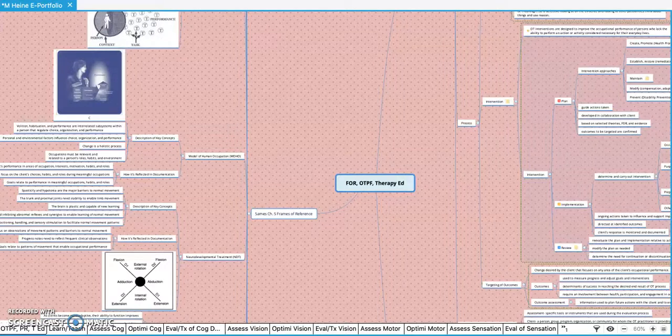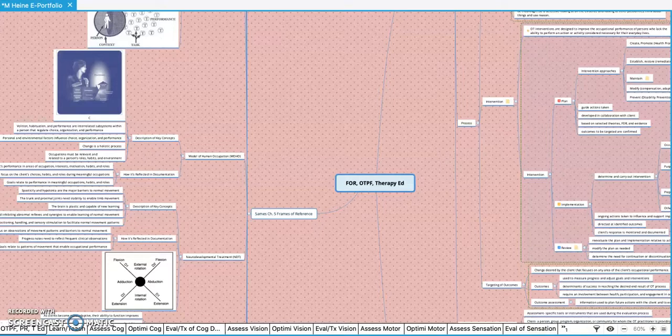I'm going to be talking today about how I compiled all of my concept maps to study for my NBCOT board exam, as well as to brush up on different information and topics we've learned over the past 2 years in preparation for my level 2 fieldwork rotations.